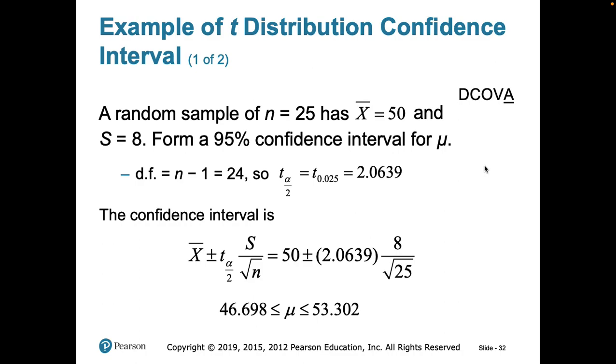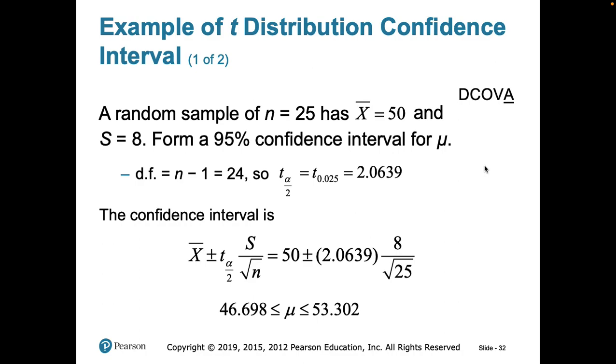Here we have a random sample of n equals 25. You have your mean of 50 and your standard deviation of 8. And it's asking us to form a 95% confidence interval for the population mean. So we start with the degrees of freedom, n minus 1, that will be 24. And you have your t alpha divided by 2 of 0.025.